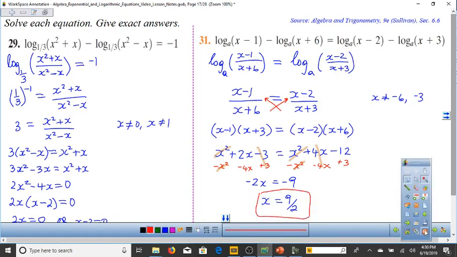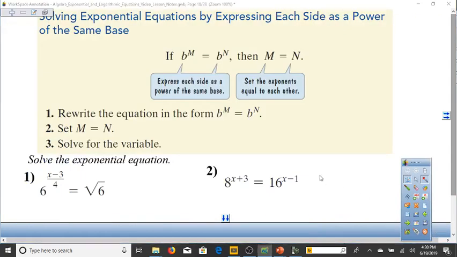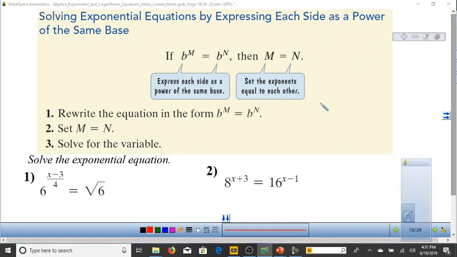And now let's talk a little bit about the next property here. This property is about how we solve exponential equations. How do we solve exponential equations? So let's take a look at this one.